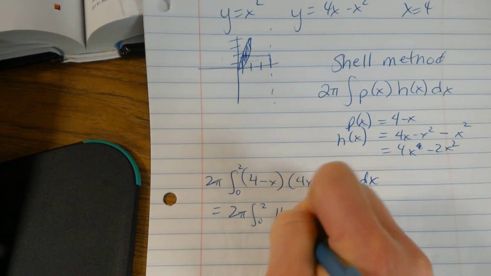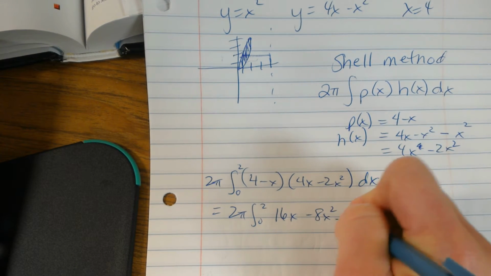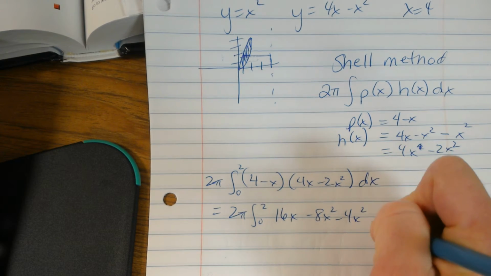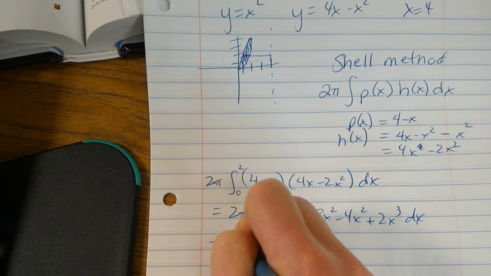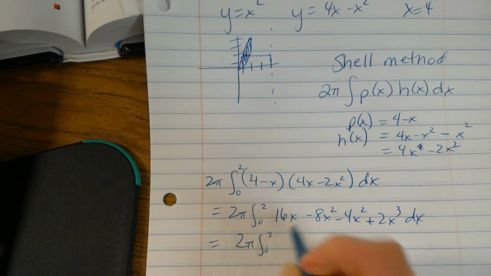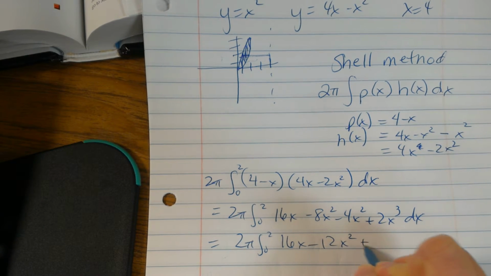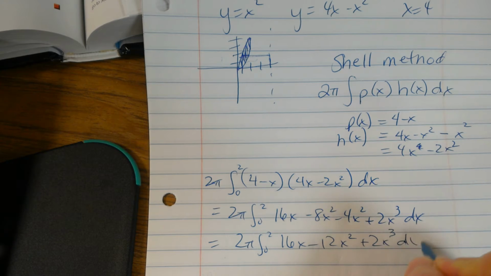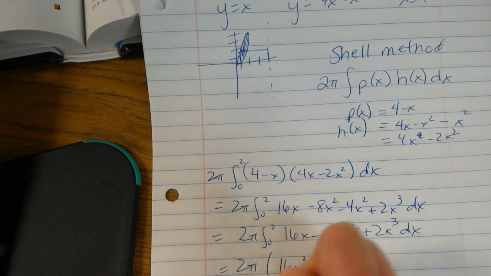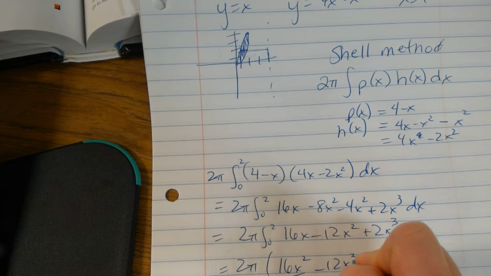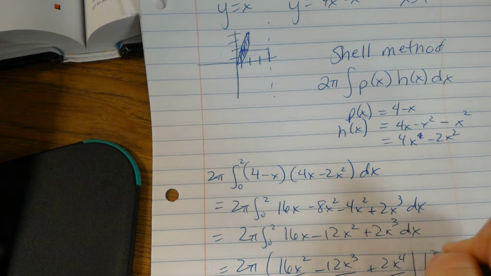So let's say that's going to be 16x minus 8x squared minus 4x squared plus 2x cubed. So let's simplify that. So that's going to give me 16x minus 12x squared plus 2x cubed. So let's take the antiderivative. So I've got 16x squared over 2 minus 12x cubed over 3 plus 2x to the 4th over 4, and we're going to plug in 0 to 2.